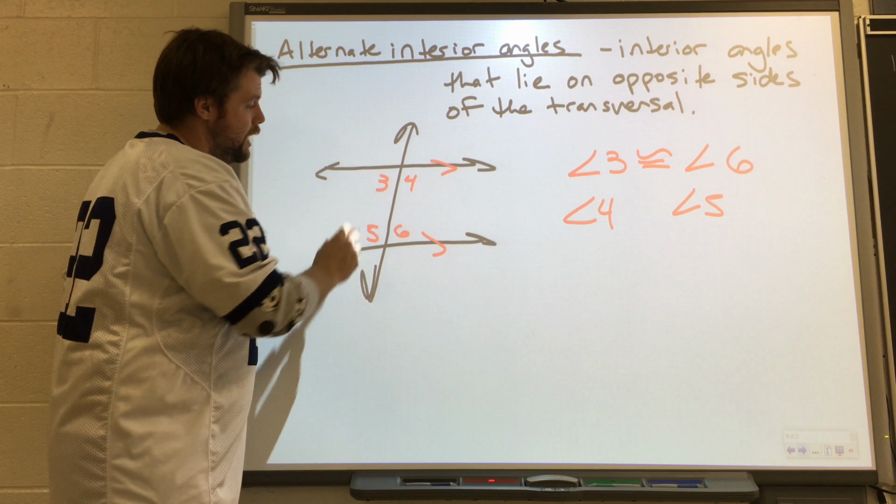1 and 8, and 2 and 7. Now, just like alternate interior angles, when two parallel lines are cut by a transversal, they have to be parallel lines for this to be true. Alternate exterior angles are congruent. So 1 and 8 have the same measure, they're congruent. And 2 and 7 have the same measure and are congruent.